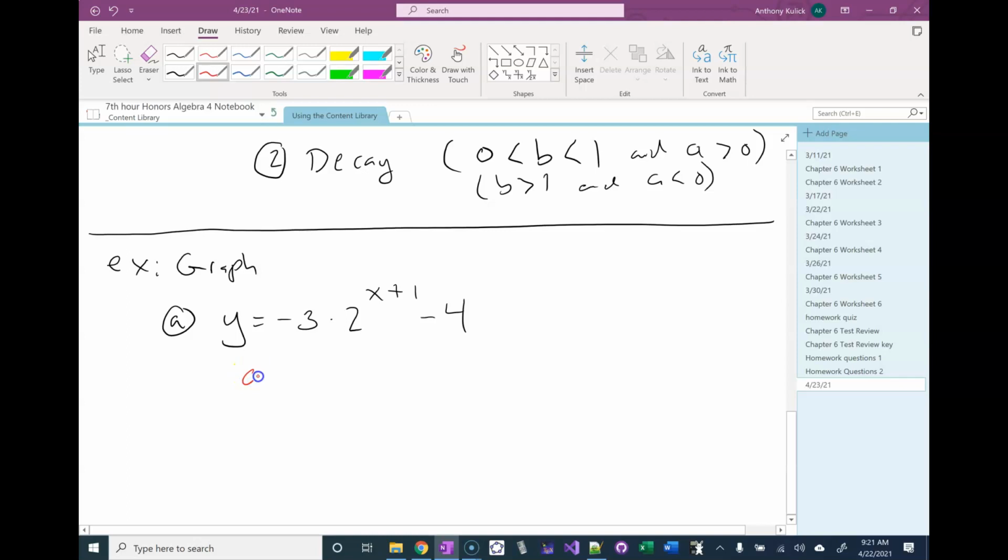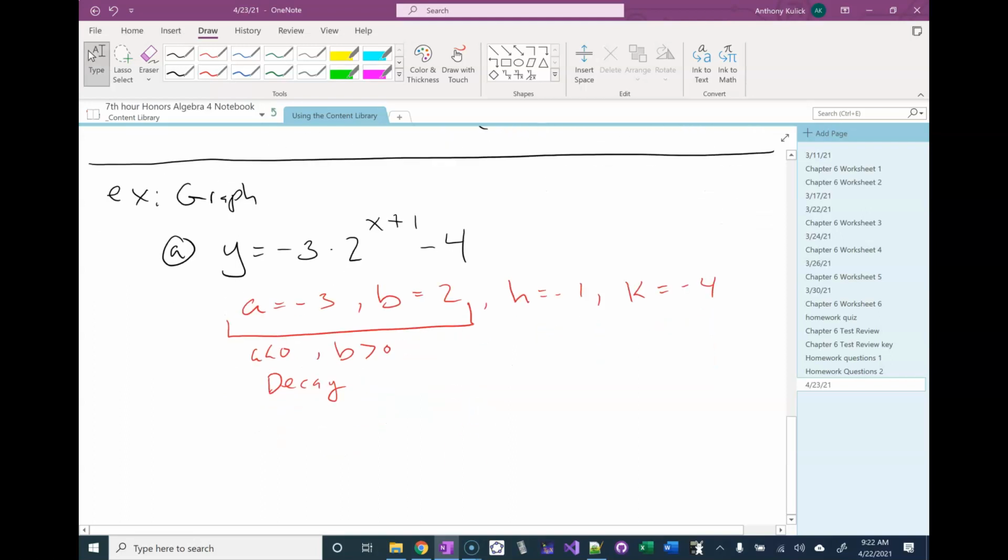So right away, I would identify my values for a, b, h, and k. I'm going to look at my value for a and b. I notice that a is negative and b is positive. This is a decay situation, so my graph should be decreasing as I move from left to right.